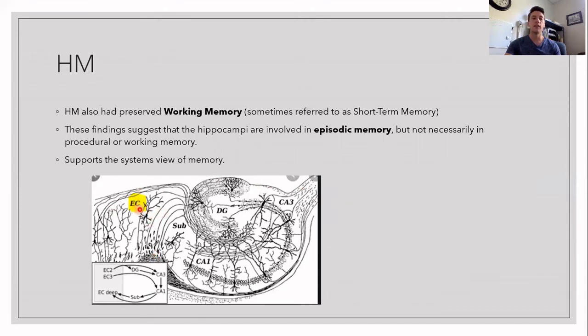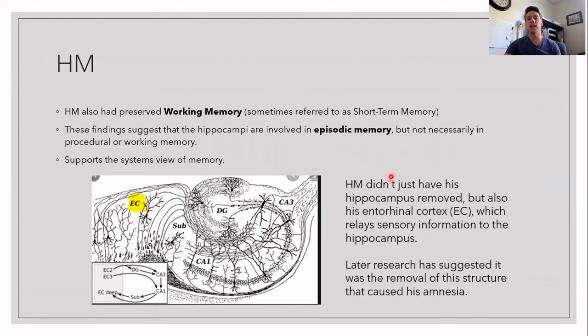I've highlighted here in yellow this region EC. This is the entorhinal cortex. But actually, patient HM didn't just have his hippocampus removed. He had a lot of the surrounding tissue around his hippocampus removed as well. And this includes EC, or the entorhinal cortex.